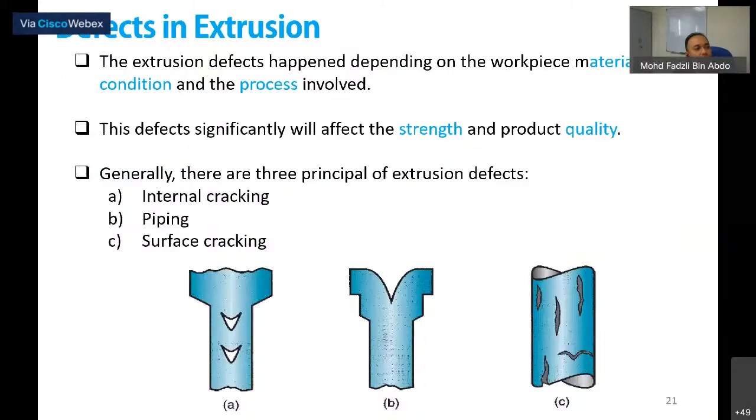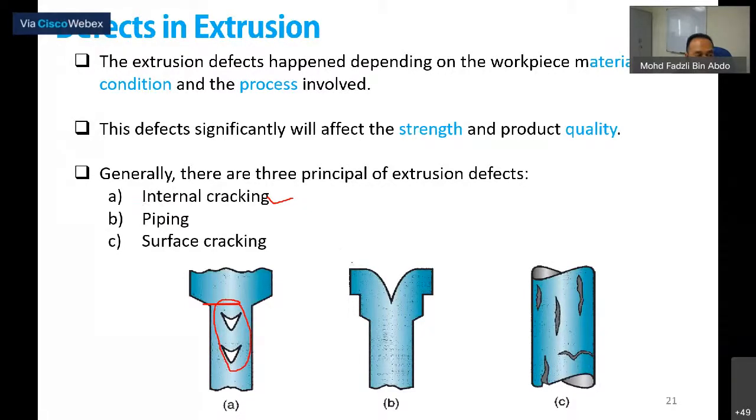Okay. This is some of the defects in the extrusion. Okay. The extrusion defects happen depending on the workpiece material condition and the process involved. These defects significantly will affect the strength and product quality. Of course lah, any defect akan affect the strength dan juga quality of the product. Generally, there are three principal extrusion defects. Kita ada internal cracking. Ni internal cracking, nampak dia ada crack dekat tengah-tengah.